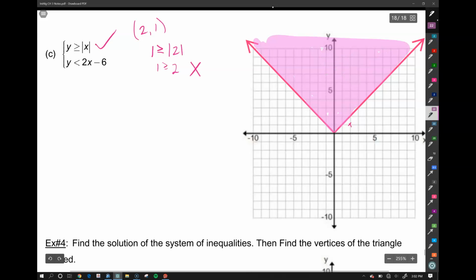If you think about it, everywhere below this line is in the same area as this point. So I have to shade the other side of the graph, which is this whole V shape. All right, let's do the other half.